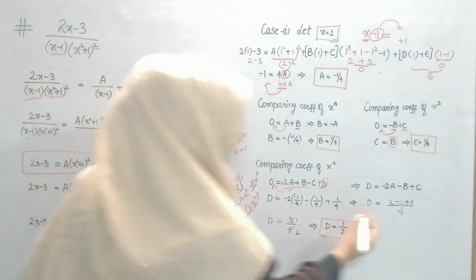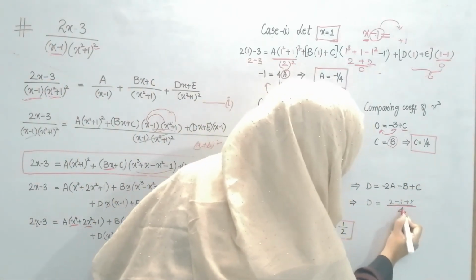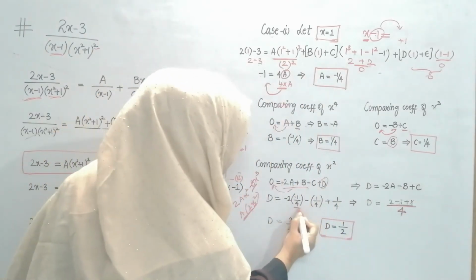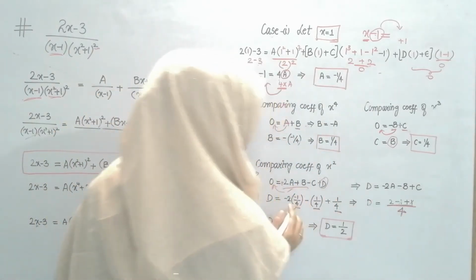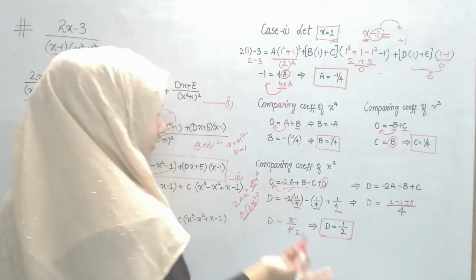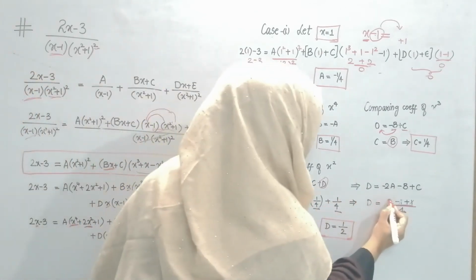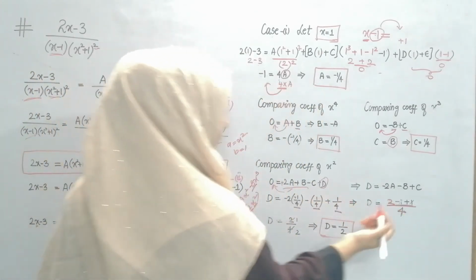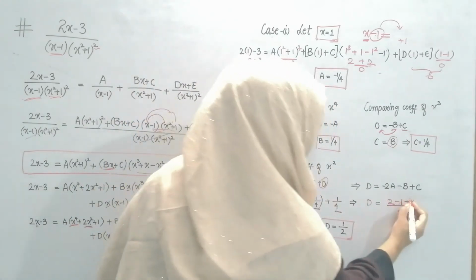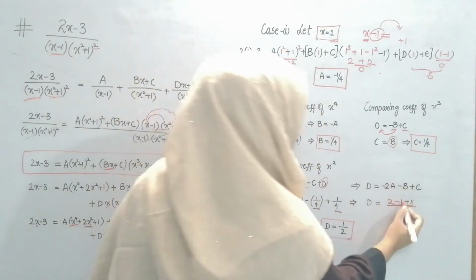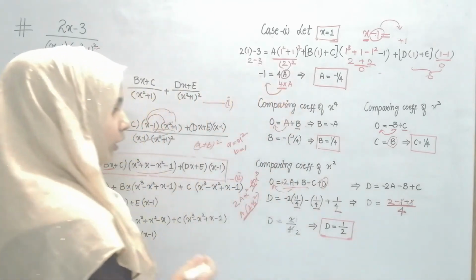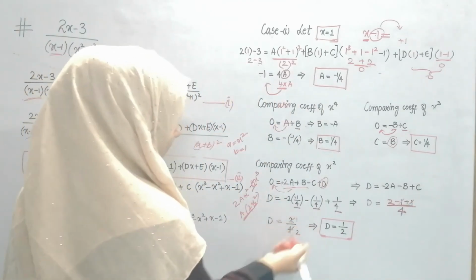Here I am taking the LCM, that is 4. Right? The LCM is 4. So here minus into minus is plus. 2 ones are 2, so 2 as it is. Minus 1 same as it is, plus 1 as it is. So minus 1 and plus 1 get cancelled. What I'm left with is 2 by 4.